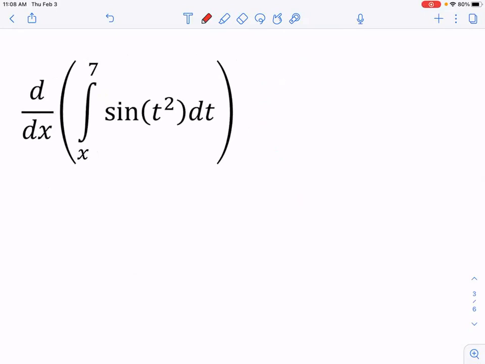Write this one down. What do you notice? It's x to 7. That's different. I told you it needs to be a to x. This one is x to a. Well, that's not awesome.